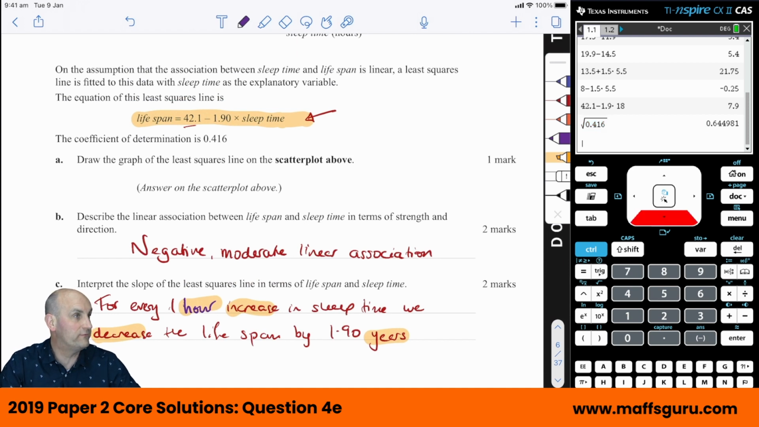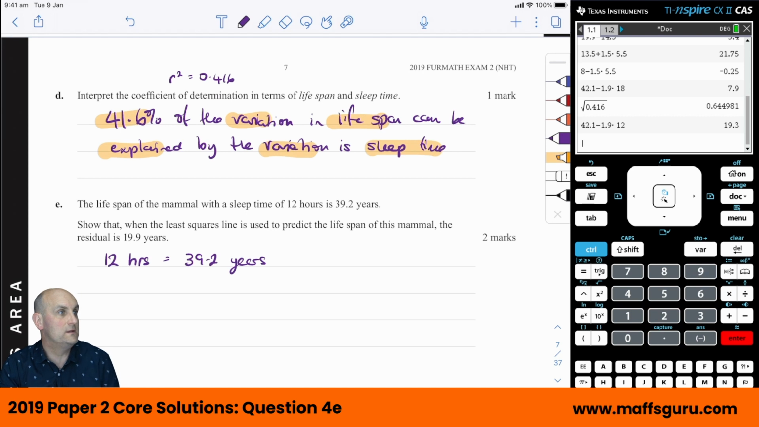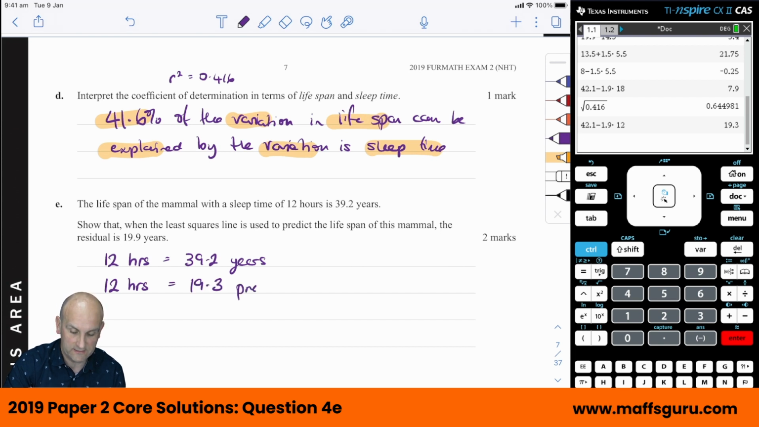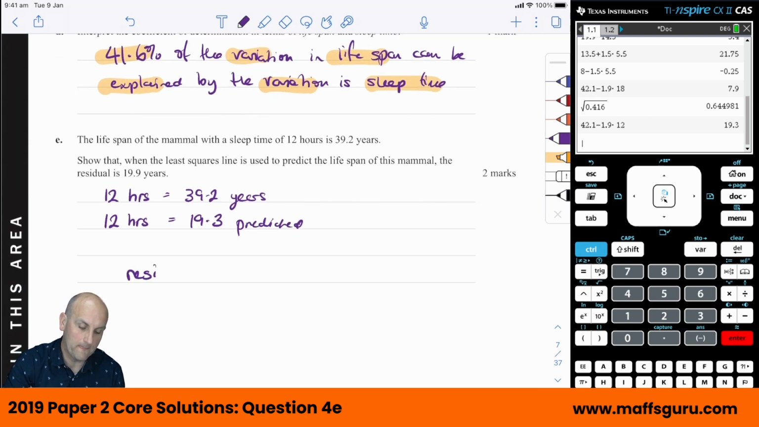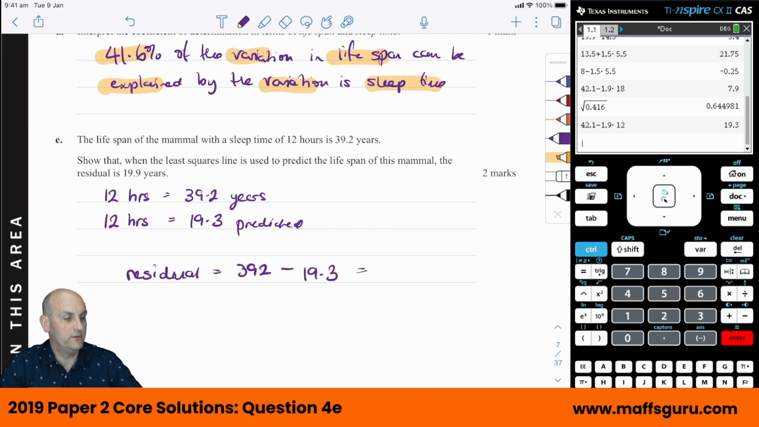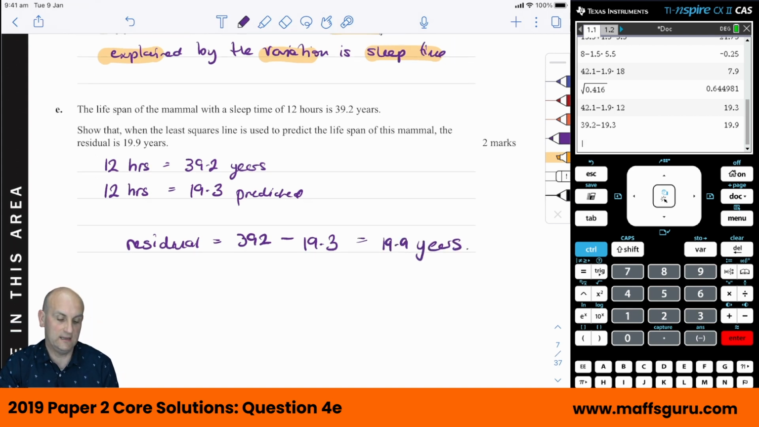So what I'm now going to do is flip to my calculator: 42.1 minus 1.9 times the sleep time of 12 hours gave me 19.3. So when I put it into my equation, 12 hours gave me 19.3. That's my predicted. Right, so therefore we now know that the residual is equal to 39.2, the actual, minus the predicted, which gives me 19.9 years. I'm doing this just to check, because I'd hate to make a silly mistake. There we go, 19.9 years. Ka-ching, thank you very much.